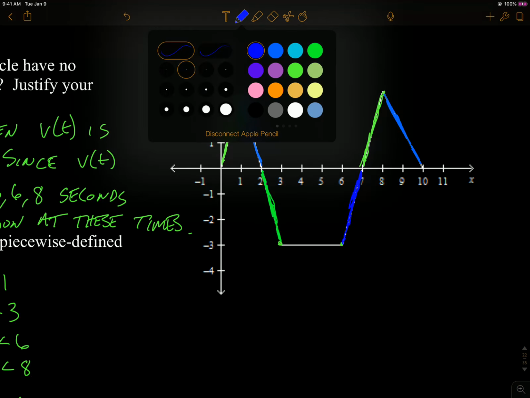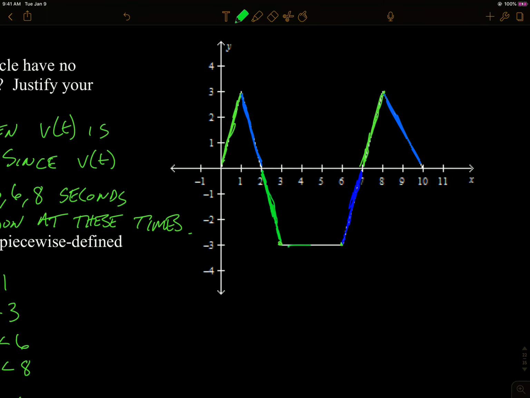It's not speeding up or slowing down here because the velocity is 0. The acceleration is 0. The velocity stays constant. So I shouldn't do that in green. So it's doing neither right there.